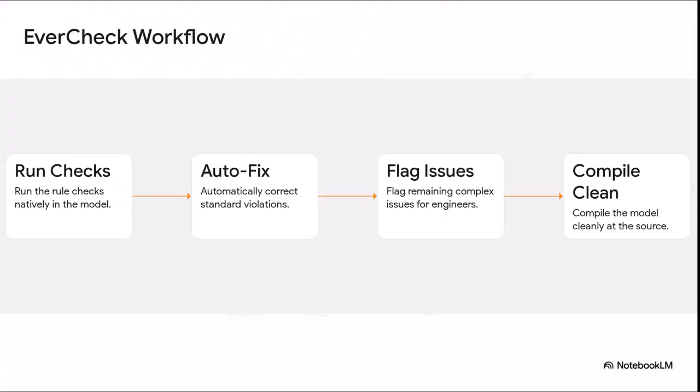To really see this seamless automation in action, let's walk through this progression on a whiteboard. Step 1, you run the rule checks natively. Step 2, EverCheck jumps in and automatically fixes those known standard violations immediately. No manual clicking required. Step 3, it flags the remaining, more complex issues so the engineer can apply their specific expertise exactly where it's needed without wasting any time on the busy work. And step 4, you compile. But this time, you are compiling a definitively clean model. The enforcement happens exactly where the standard demands it, right at the source.